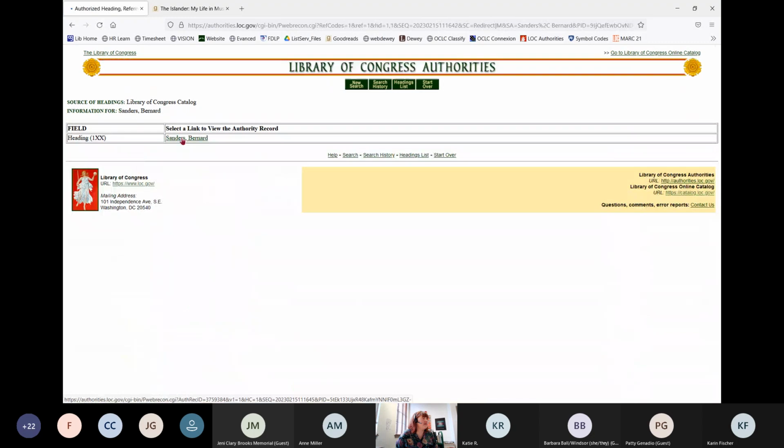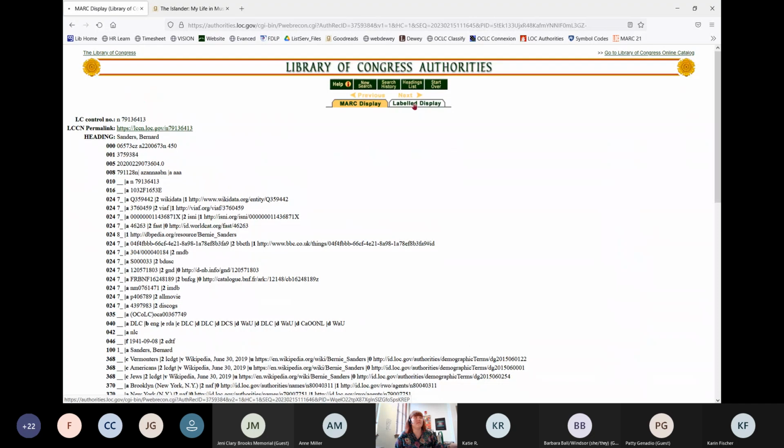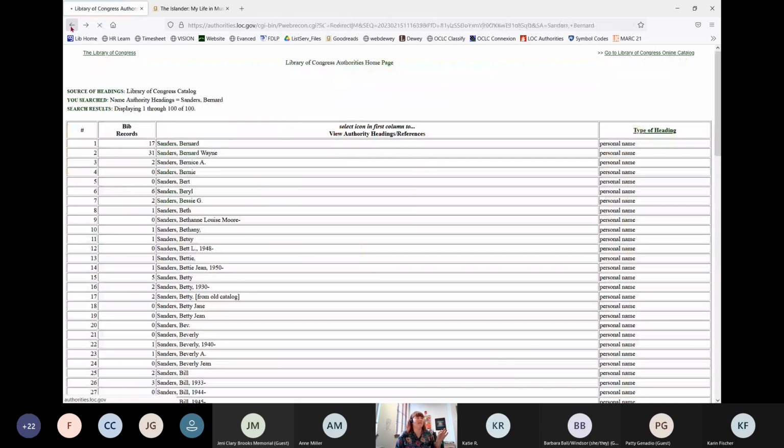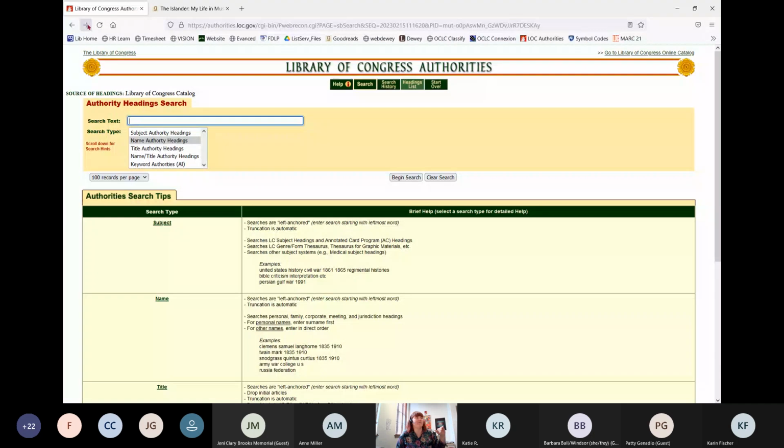I wonder if it'll give years. Okay, this is a lot of information. Let's go to the label display so it's perhaps a little bit clearer. Personal name, Bernard Sanders. A variant that is covered by this term is Sanders, Bernard. And notice when I initially searched, I did need to put the last name, first name. That is part of the name authority.